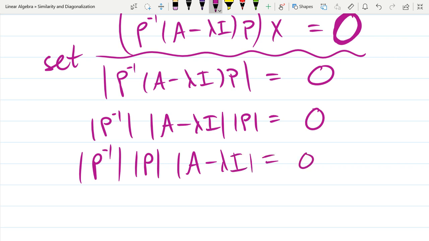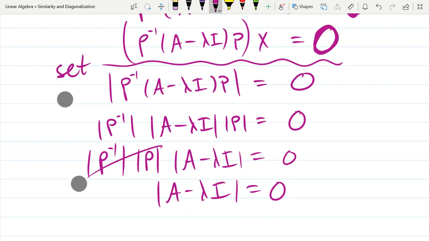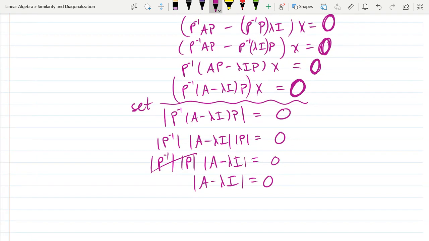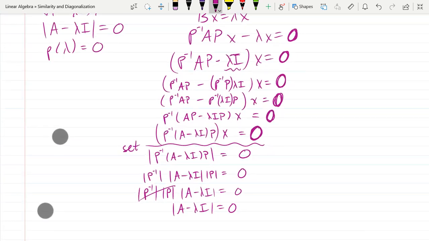And now I can cancel P inverse determinant times P. They're basically reciprocals of each other as numbers, so they'll cancel out. So we just proved this is the characteristic polynomial. I'll zoom out a tiny bit, or a little bit more.